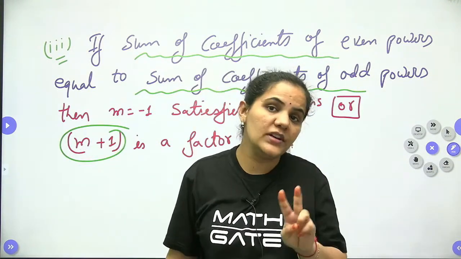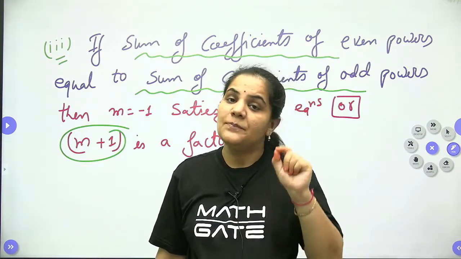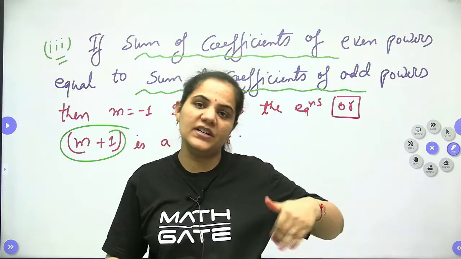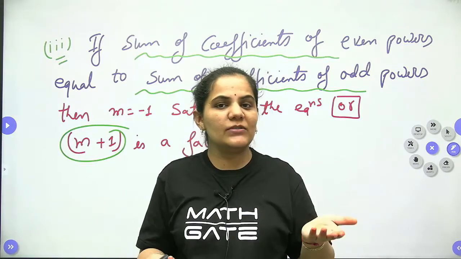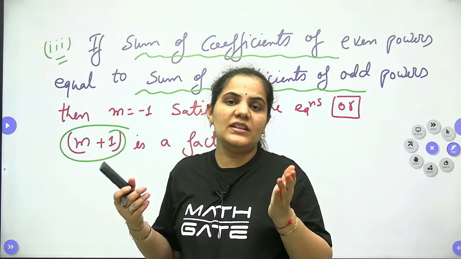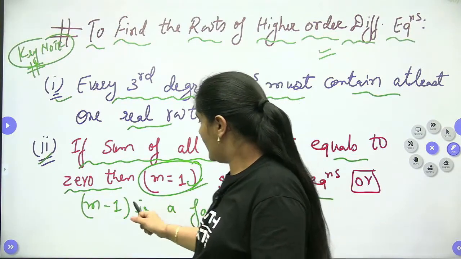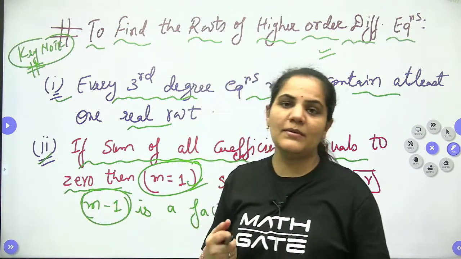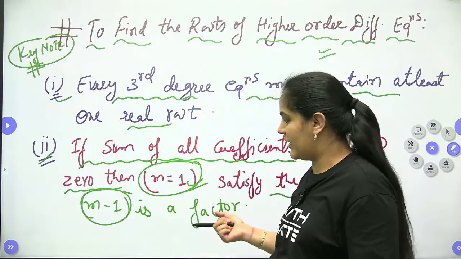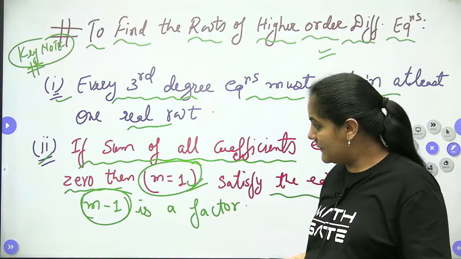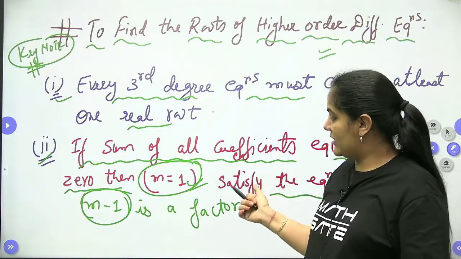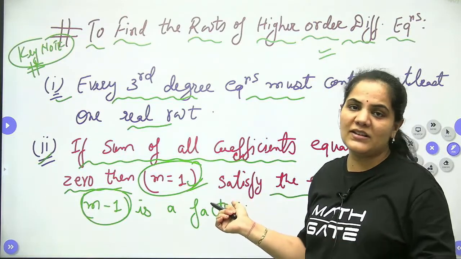So we have only 2 cases. The first case is when the sum of all the coefficients equals 0. Then we say the solution is m equals 1, or m minus 1 is a factor.